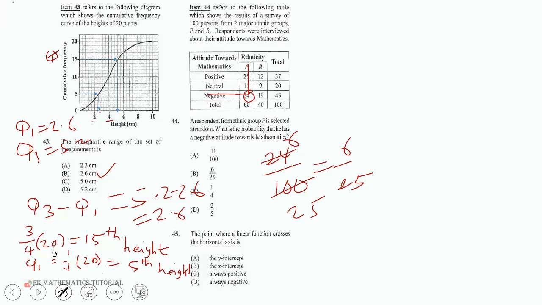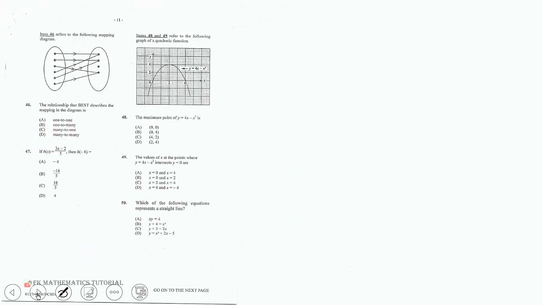Question number 45. The point where a linear function crosses the horizontal axis is. So a linear function crosses the horizontal axis, the x-axis, at the x-intercept. So the correct answer is B. So let's proceed to the next question.